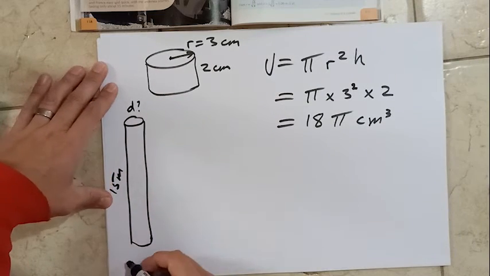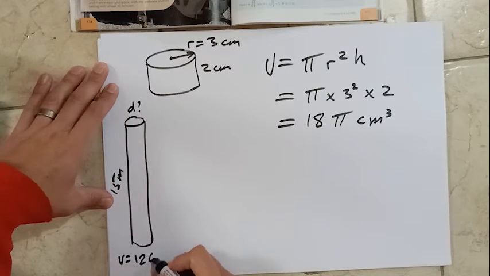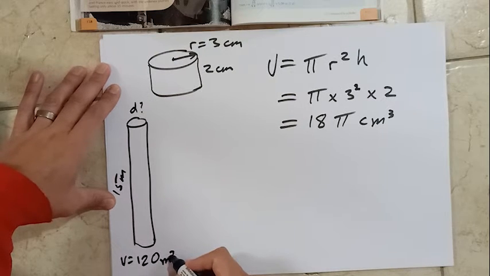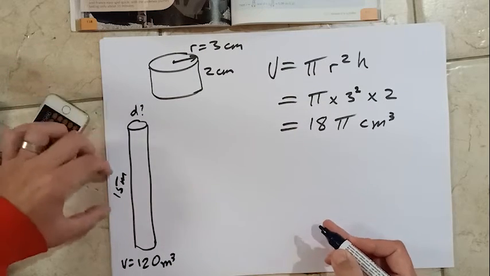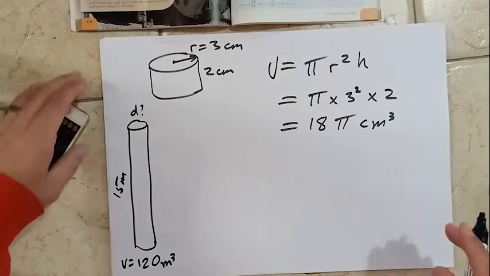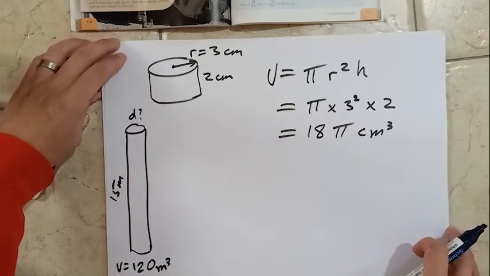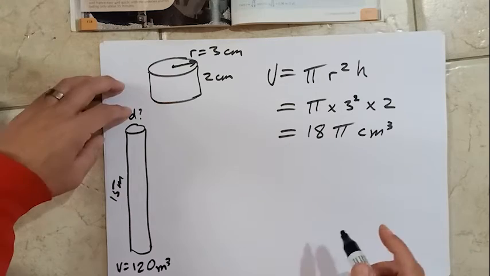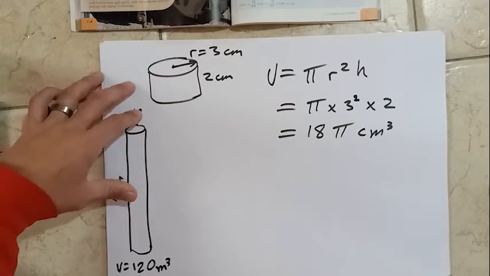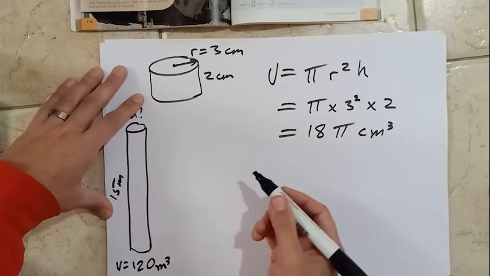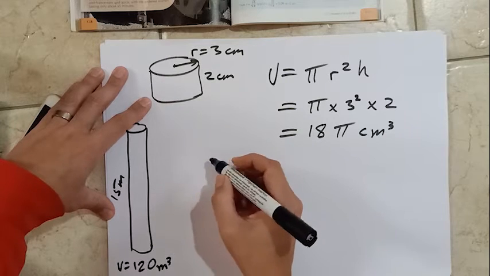Okay, and the volume is 120 meters cubed. So this is something really big, 15 meters. We're talking about some sort of huge, I don't know, thing. Some sort of thing on a construction site, maybe. Right, let's write the formula out.